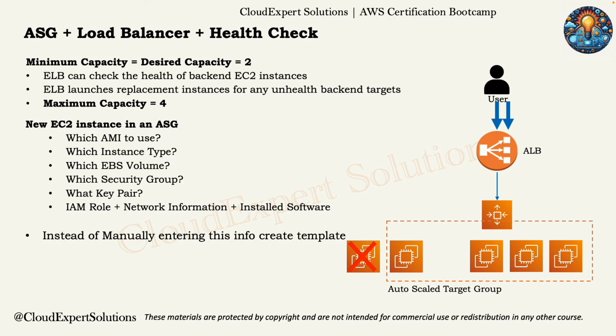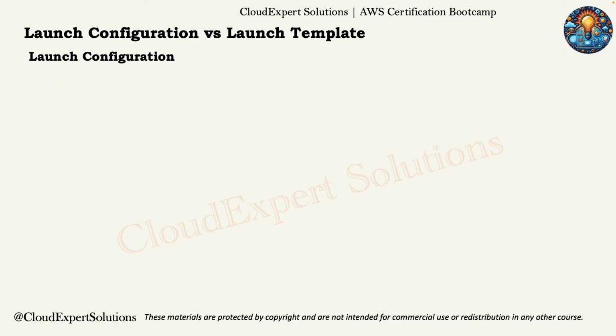AWS has 2 options to create that template. One is launch template and the second is launch configuration. Now let's review launch template and launch configuration in greater depth. We'll start with launch configuration. Launch configuration is the older approach. It stores all the basic settings you need to launch an instance, but it has limitations. Once you create it, you cannot edit a launch configuration.